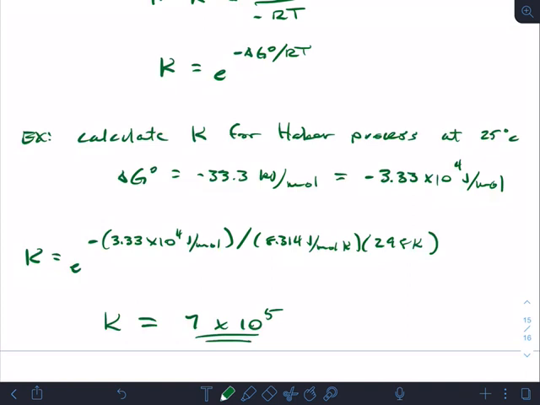Okay, so there are a number of equations that you're going to want to have in your arsenal. I will, of course, provide you with all of the equations on the exam. I always do. And the exam is coming up on Wednesday.